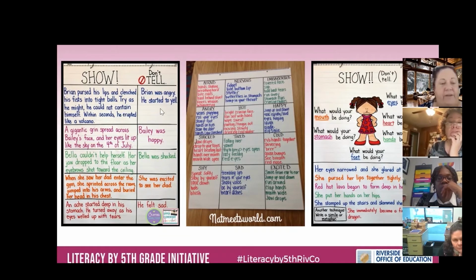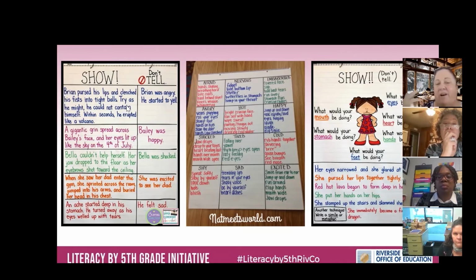So instead of Brian was angry, he started to yell, Brian pursed his lips. So we talk about how would you say angry without saying angry? So he pursed his lips, clenched his fists into tight balls. Try as he might, he could not contain himself. Within seconds, he erupted like a volcano.